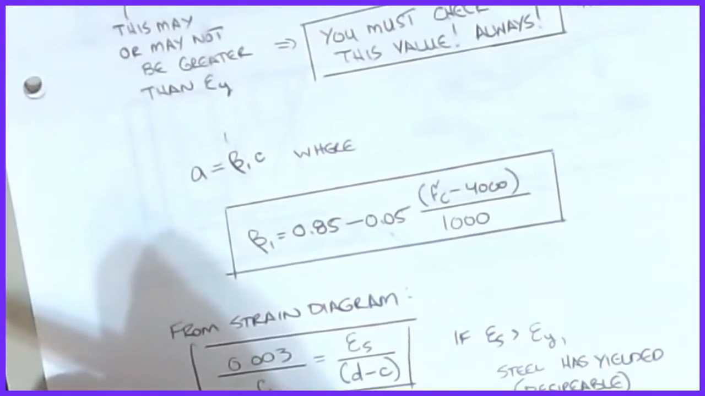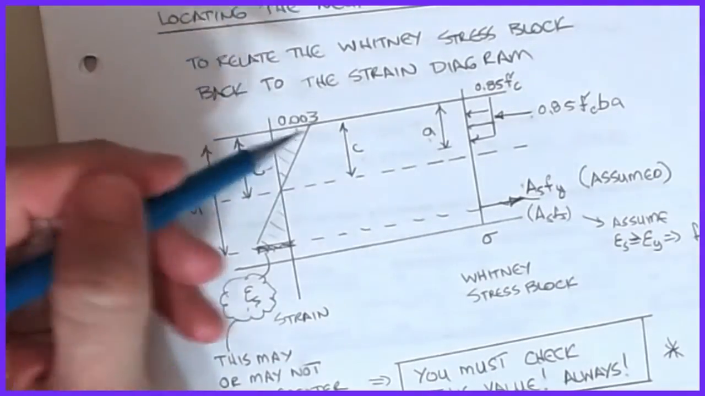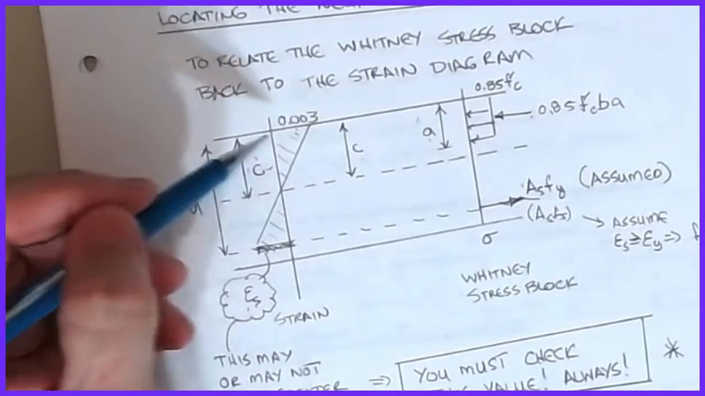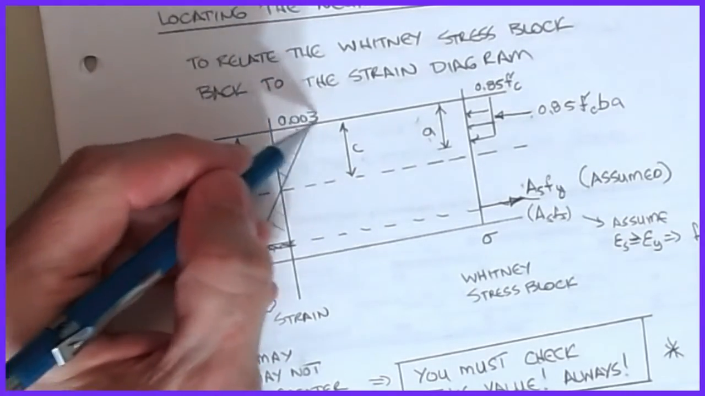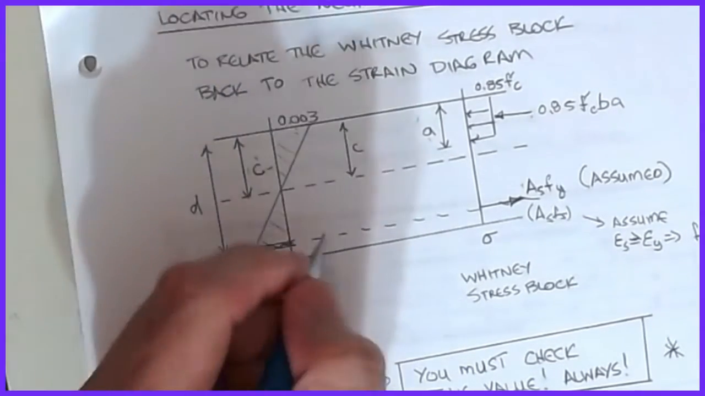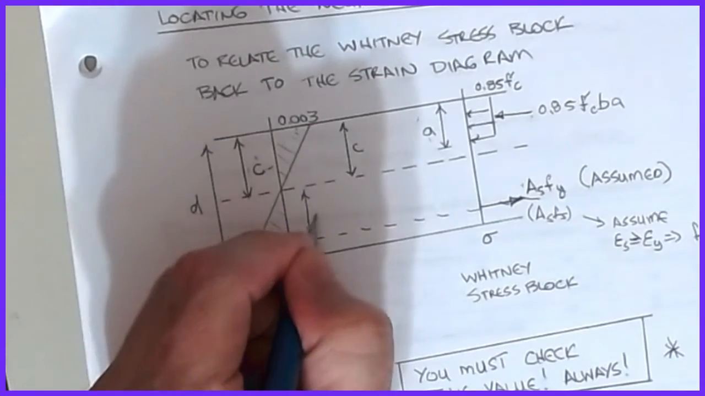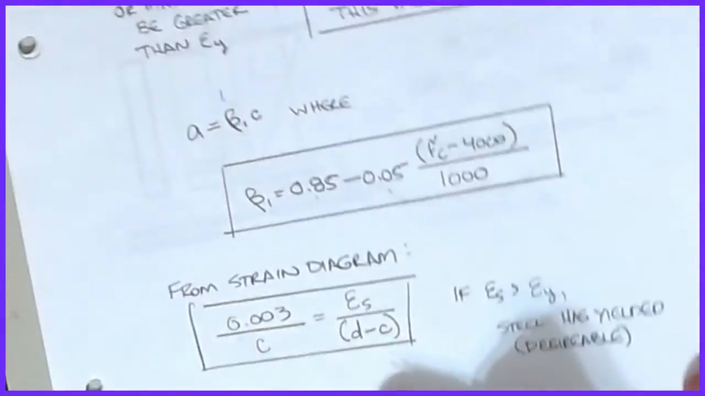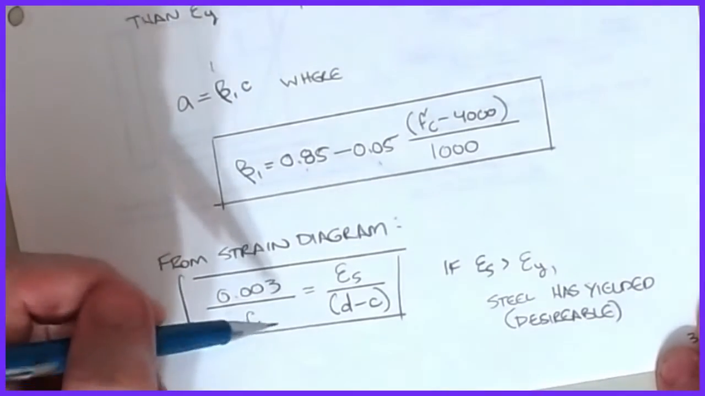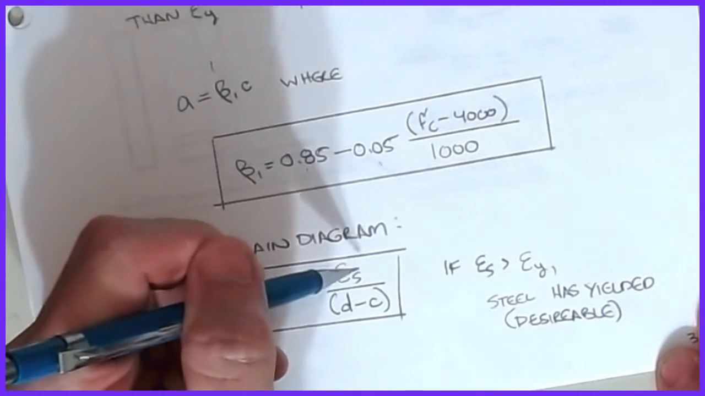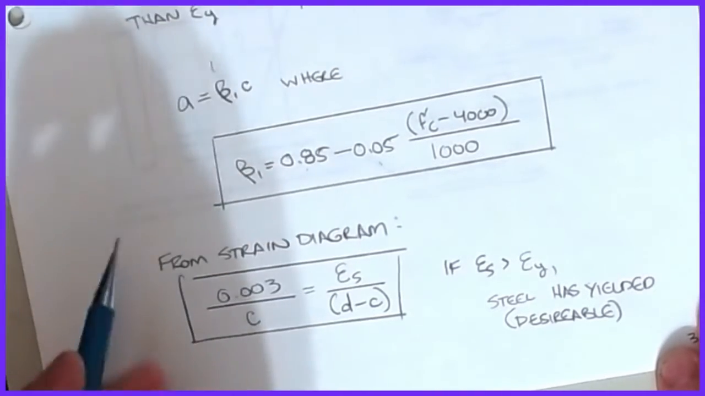Okay, so then all we have to do to find epsilon s is come back to our strain diagram and do proportion. So I had a, which got me c, so I now know the proportion for the strain diagram. I'm going to take 0.003 over c and set that equal to the epsilon s that I have, all over this dimension, which is now d minus c. That's exactly what I do to find it. So again, a gets me c, I already know d, and I can find the strain in the steel accordingly.